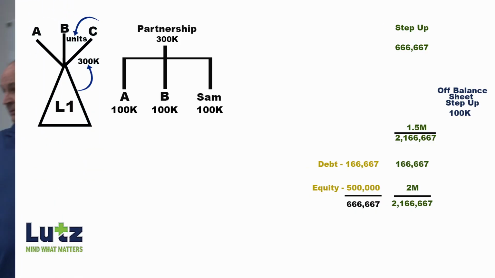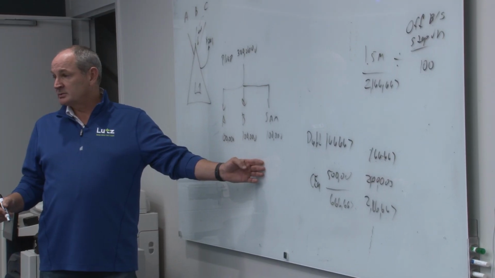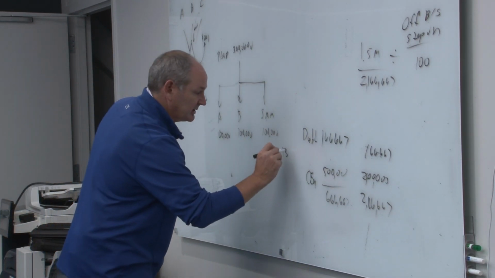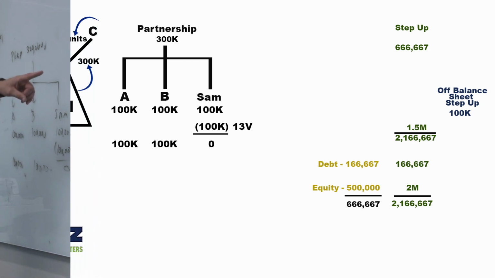$1.5 million divided by 15 years is how much? 100,000. 100,000. Now, I honestly don't know. Mackenzie, do you know what code this is for 743 on K1? 13V, V as in Victor, maybe. Okay. So Sam's K1 is going to have line one income of $100,000. But he's also going to have this 13V, V as in Victor, correct? 100,000. And when he reports this on his 1040, he was reporting 0 by virtue of getting the benefit of his off-balance sheet step-up.